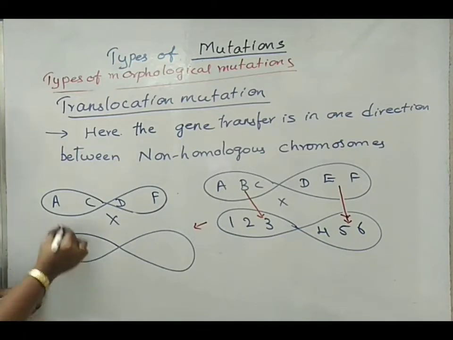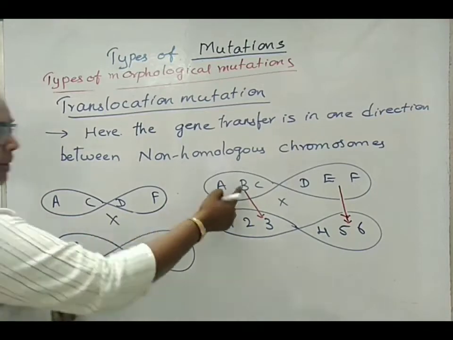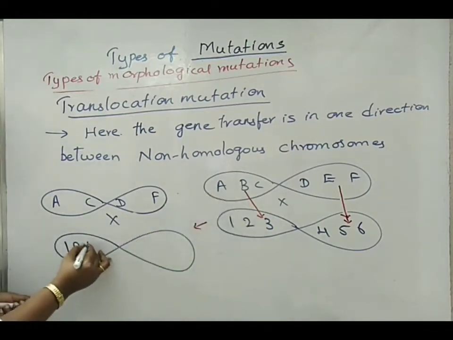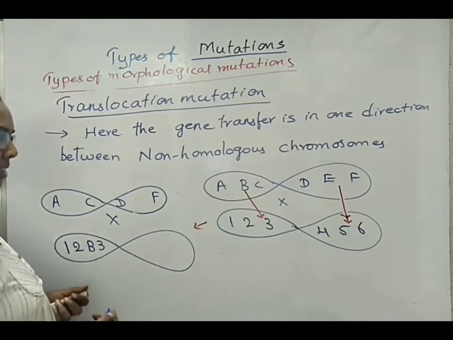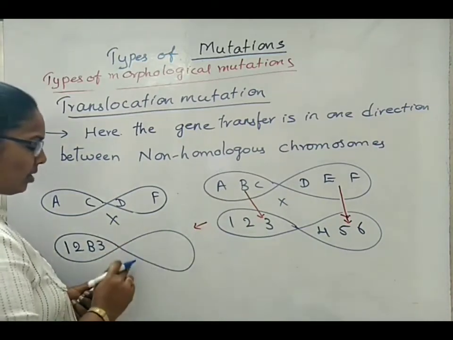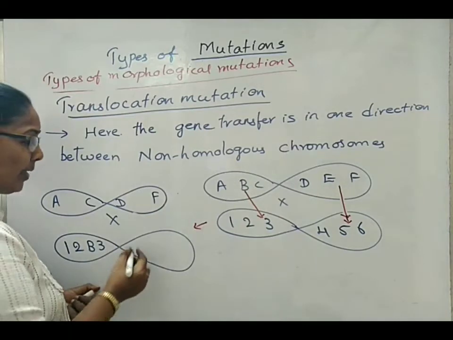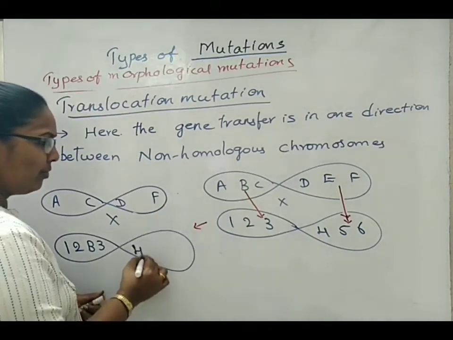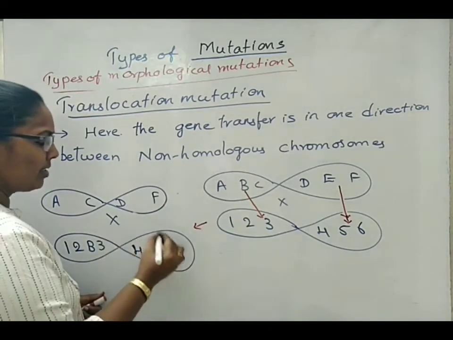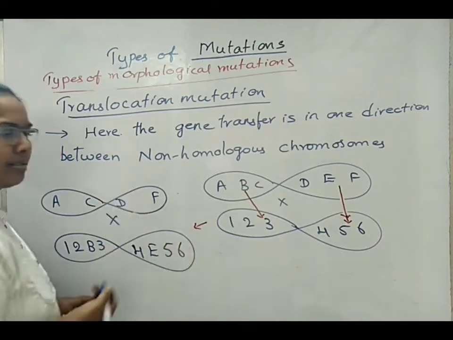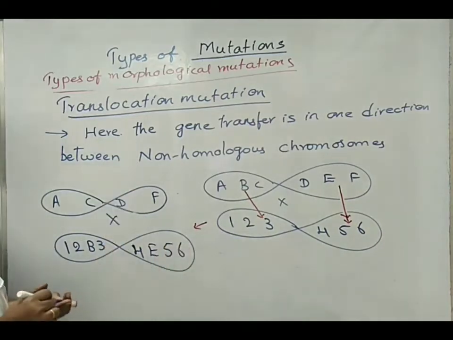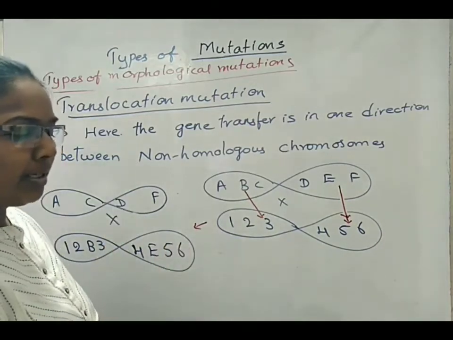So let's write here what the genes are. Here it will be 1, 2, B has come to third place, so B 3. The number of genes and the loci are increased in the second part or second chromosome of the non-homologous pair. Now, what about here? It will be 4th. So E has shifted here, 5 and 6. So the number of genes in the chromosome has been shifted.